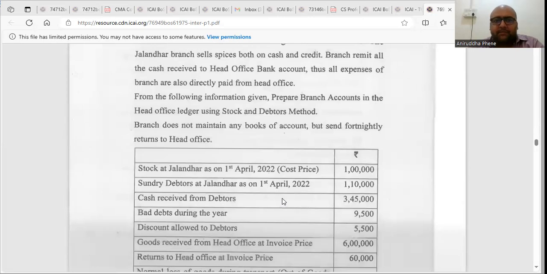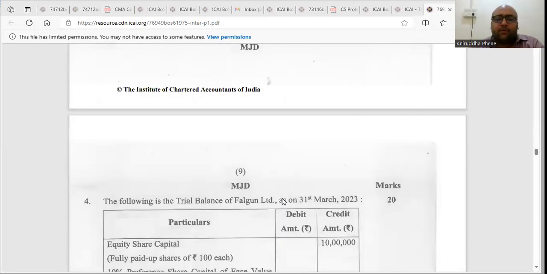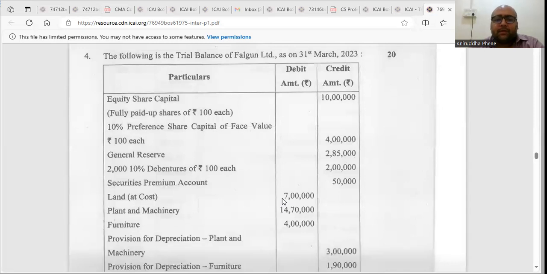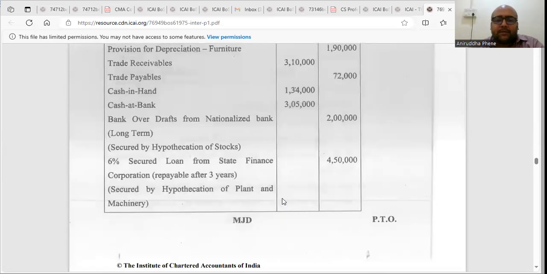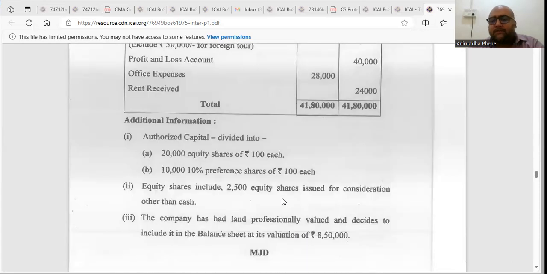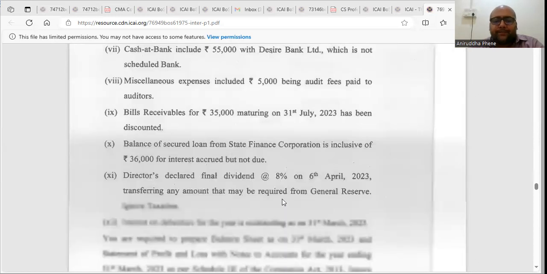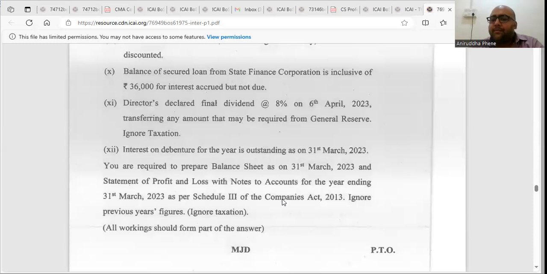Not a difficult sum, a manageable sum. Fourth question, they have given a trial balance. Looks like a final account sum. Yes, it's a final account sum. They have asked to make a balance sheet. They are asking for a P&L account.